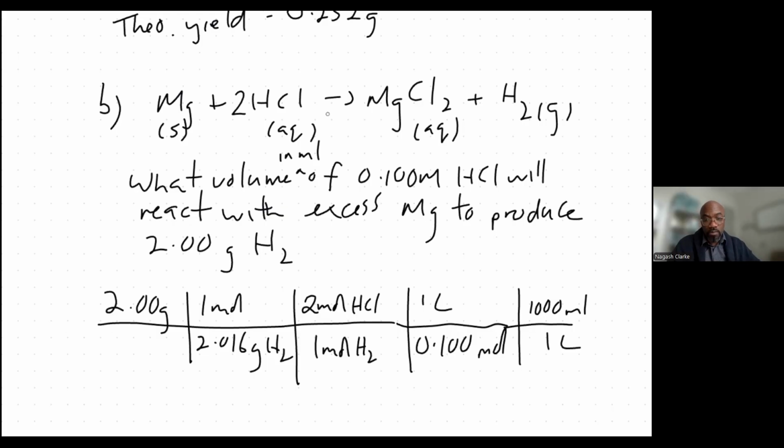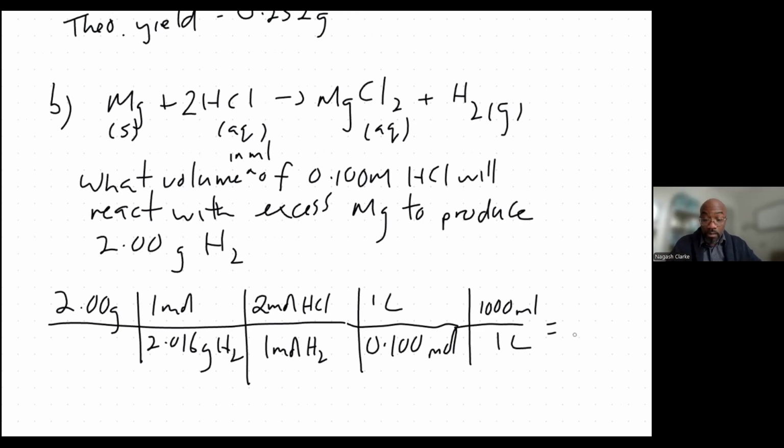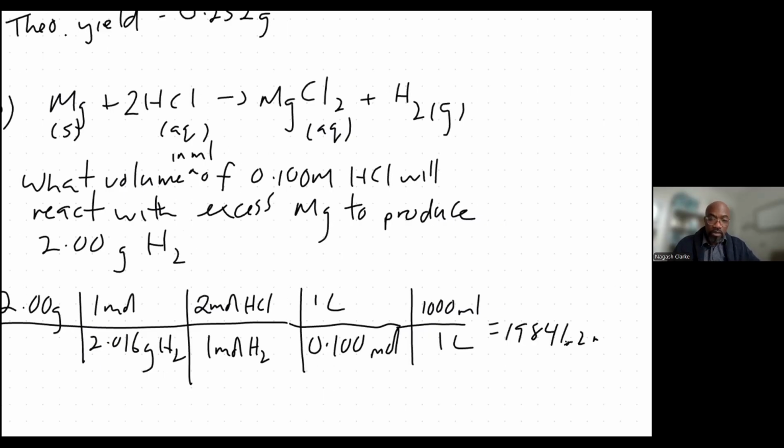Okay, so when I do that math, I scroll over here, and I have a lot to write. I get 19841.2 milliliters. You can convert that to liters, but the question asks us for milliliters. So I look at my sig figs. I need 3 sig figs. So I'm going to say 1.98 times 10 to the fourth milliliters.